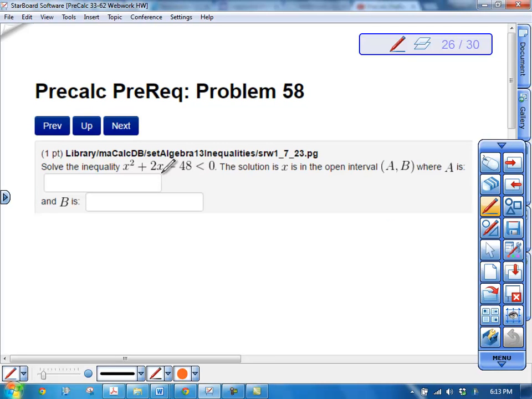Okay, we haven't done one of these yet, obviously, and we're going to do these throughout the year, but it's asking when this is less than 0. So what I'm going to do is find the zeros of this. I'll try to factor it if I can, so I can find the zeros quickly for this polynomial. 6 and 8, so let's do plus 8 and minus 6. And so the zeros are at negative 8 and 6.